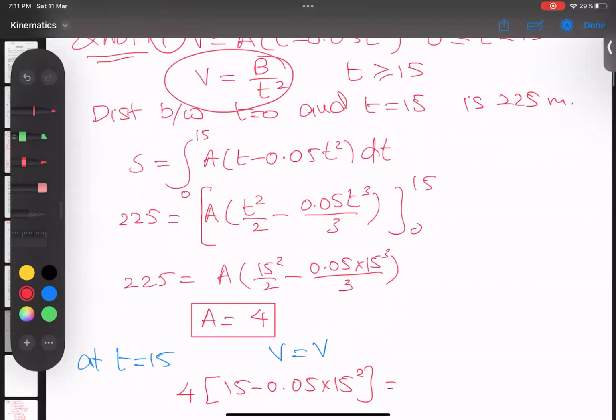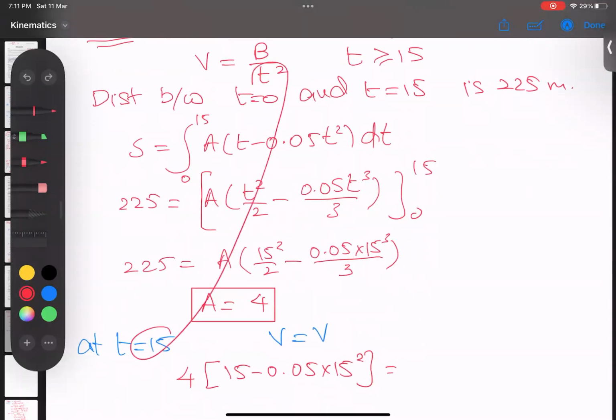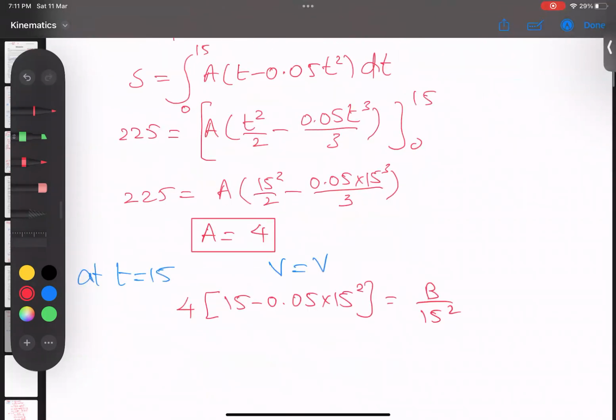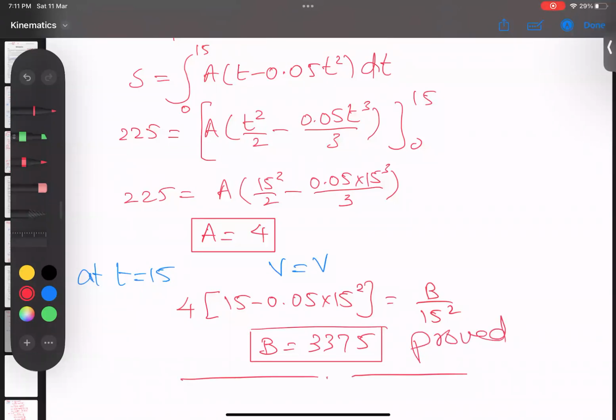Now the second one: I will plug in 15 here, and B over 15 squared. Now multiply with the left-hand side to give our answer. I'm going to type it into the calculator: 4 times (2 times 15 minus 0.05 into 15 squared) times 15 squared, and the answer for B is coming out as 3375. Proved. The point is very clear. Part one is completely over.